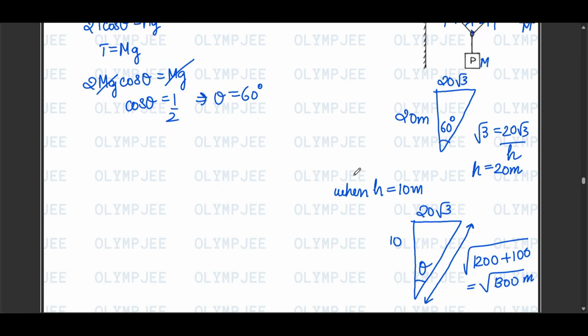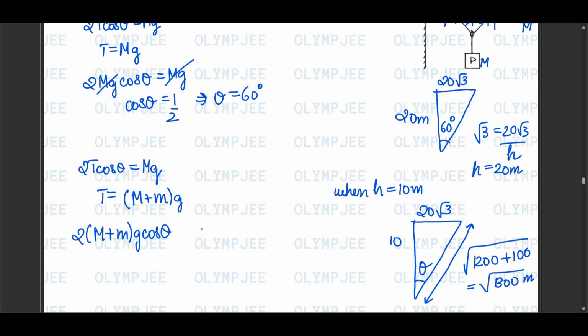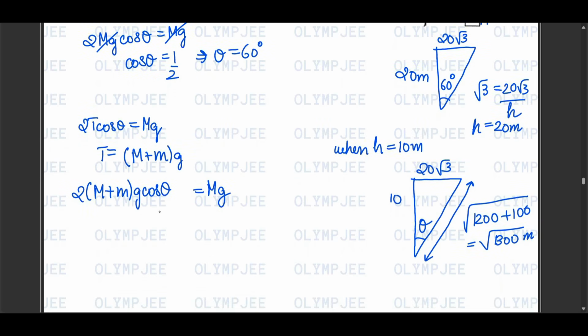So now the equations will be 2T cos theta is equal to capital Mg, because the mass of P has not increased, and now T will become (m plus M)g, small m, which we have to find, right? So 2 multiplied by (m plus M)g cos theta is equal to Mg, and cos theta we can find out as 10 by root 1300, right? So 2(m plus M)g times 10 by root 1300 is equal to capital Mg.